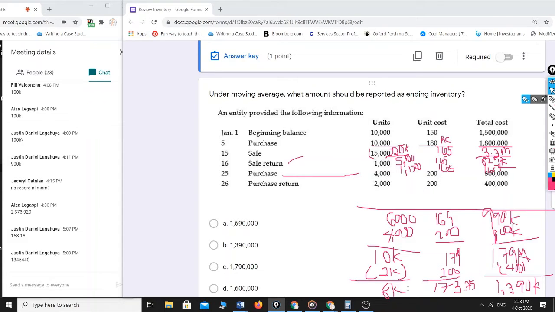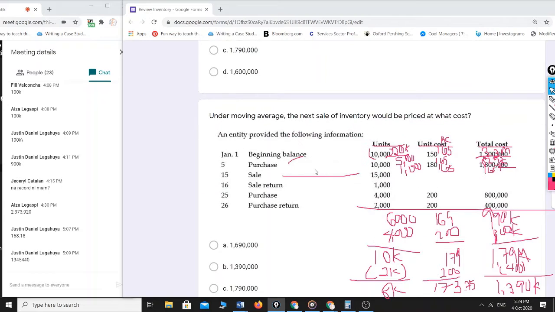The question for this item is how much should be reported as ending inventory. The ending inventory is 8,000 units, and the total cost is 1,390,000. So for this item, our answer is letter B, 1,390,000. You can make a proper computation for this if you have your paper or notes, so you don't forget the moving average.